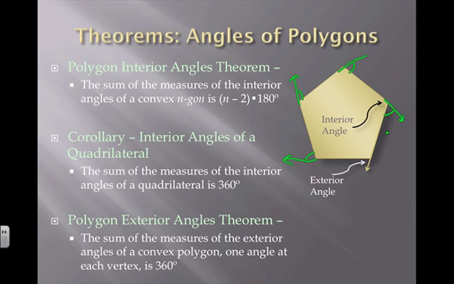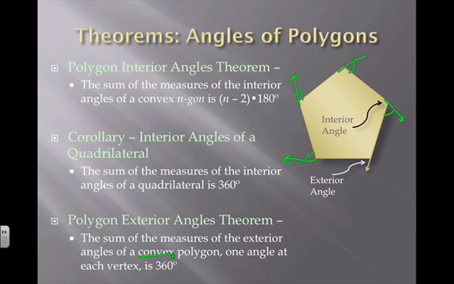Now looking at our polygon exterior angles theorem, it states that the sum of the measures of the exterior angles of a convex polygon, again, we have that same type of polygon, convex, but all of these theorems and corollaries only deal with convex, and one angle at each vertex, just like we have identified in our pentagon, is 360 degrees. So again, let me reread that. The sum of the measures of the exterior angles of a convex polygon, one angle at each vertex, is 360 degrees. And that's always true, no matter what type of polygon that you have.